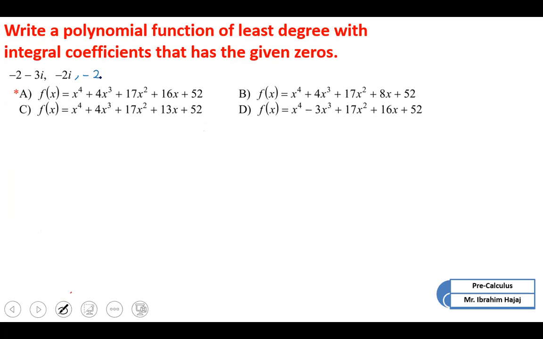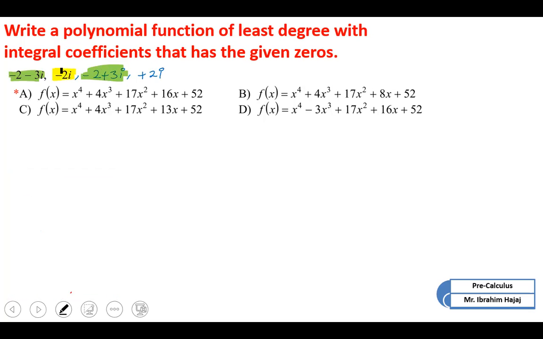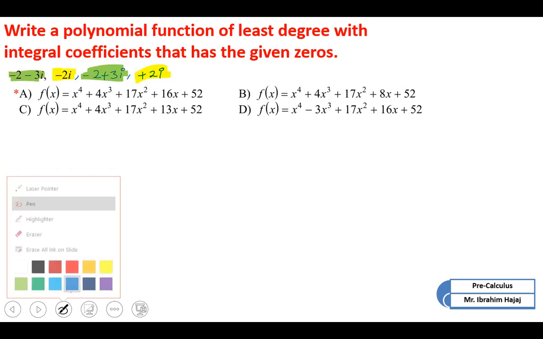We should add negative 2 plus 3i, and we should add what? Positive 2i. Okay? Yes, such that negative 2 minus 3i and negative 2 plus 3i are related. Yes, the number and its conjugate. And also negative 2i, its conjugate is positive 2i.